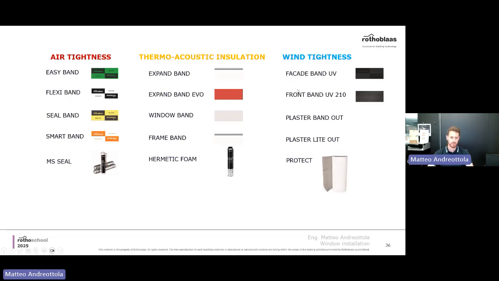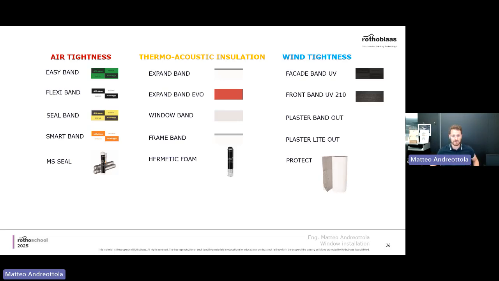On the outside, for waterproofing and for wind tightness, tapes are again the most common solution. Just make sure you're using a tape which is UV resistant if it's left exposed to the weather for some time before being completely concealed.